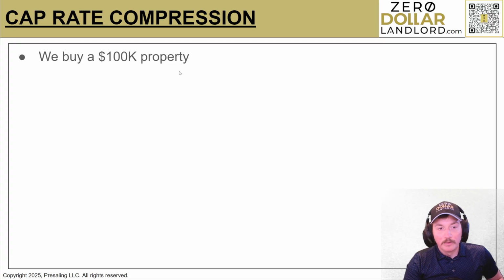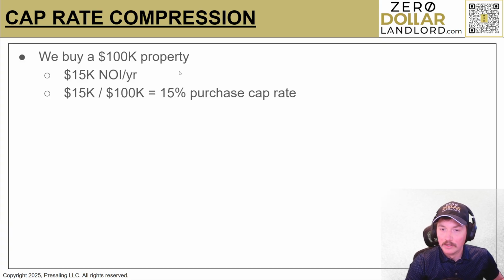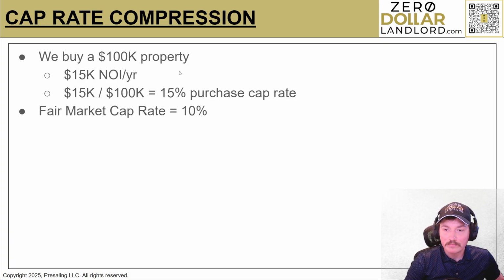All right, hopefully everybody's tracking along here. I know it's very heavy stuff, but that's exactly what you guys wanted. So here we go. We've got a 100K property. That's 15K a year NOI is what we're just going to pretend is happening. So 15K divided by 100K equals a 15% cap rate. Fair market cap rate is 10%. Let's just say that's the case, right?